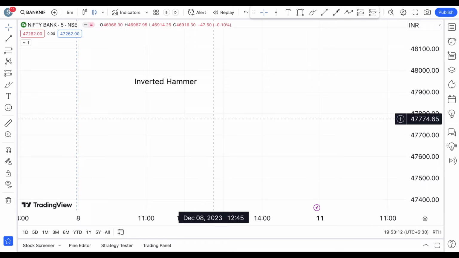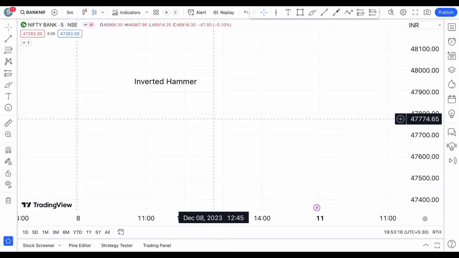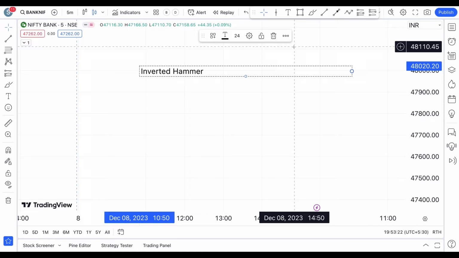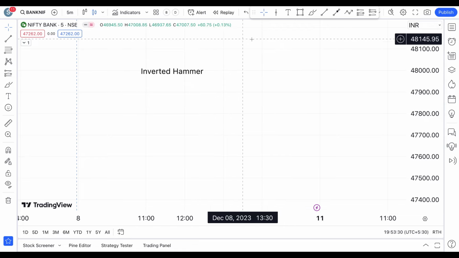Those who have not seen the shooting star video, I request you to watch it, because both the inverted hammer and the shooting star look the same on the chart, but where it comes is going to change whether this pattern acts as a bullish pattern or a bearish pattern.